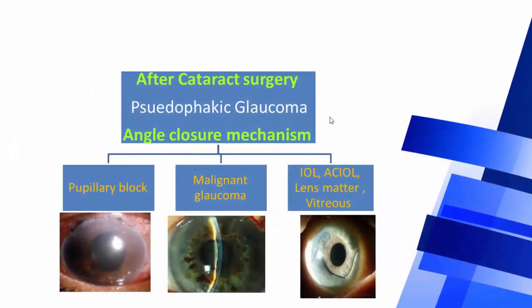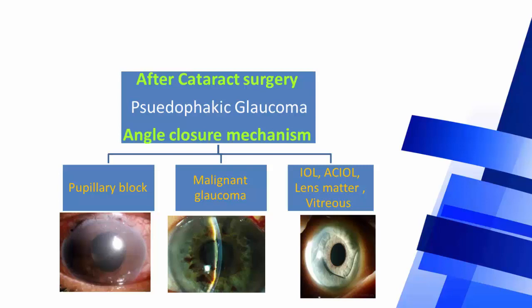After cataract surgery, the rise of the intraocular pressure is called pseudophakic rise of the intraocular pressure, especially if it is long-standing with optic disc damage. It is called pseudophakic glaucoma. It can be caused by two main mechanisms: angle closure mechanism or open angle mechanism.